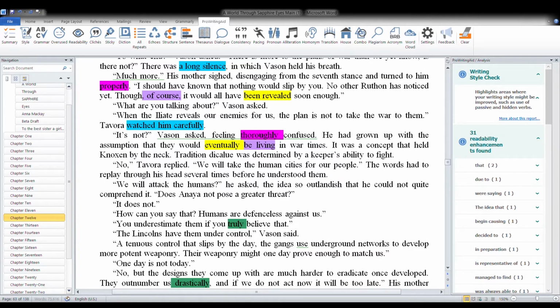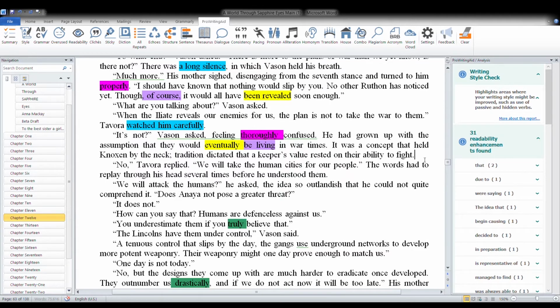Tradition dictated that a keeper's value was, there, I like it. It was a concept that held Noxon by the neck. Now we can transition these. It was a concept that held Noxon by the neck. Tradition dictated that a keeper's value rested on their ability to fight.